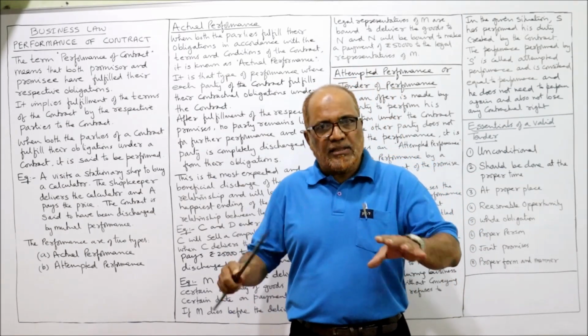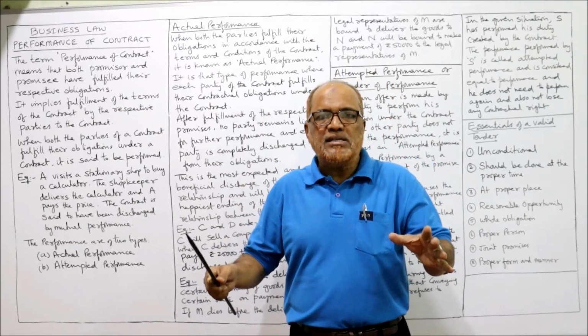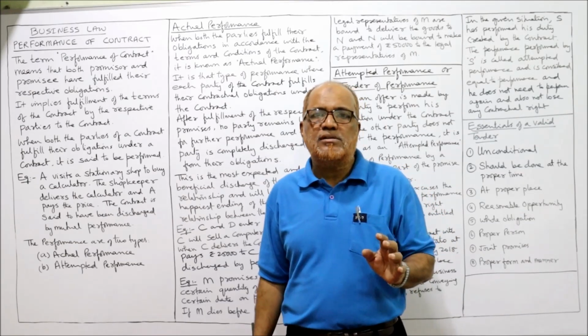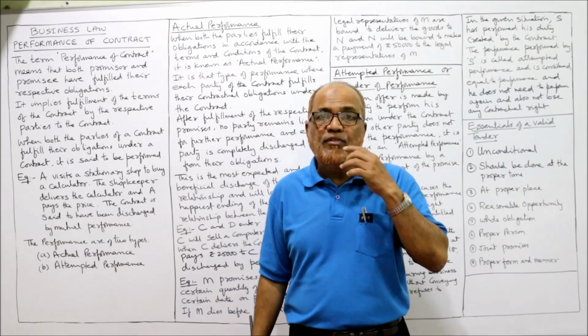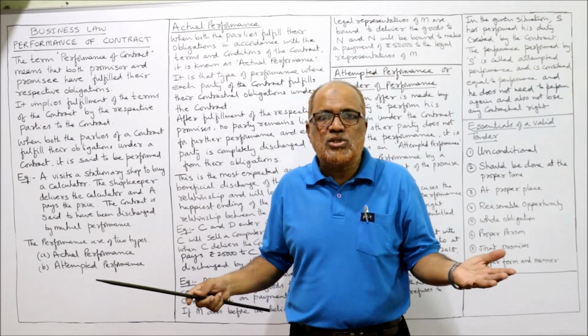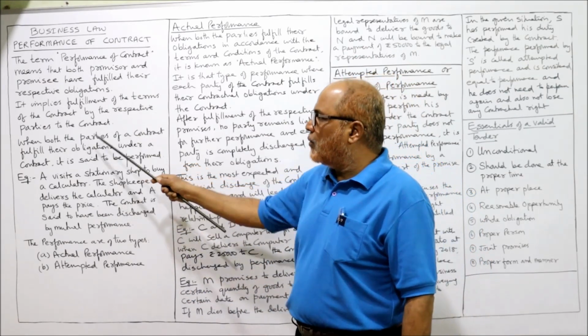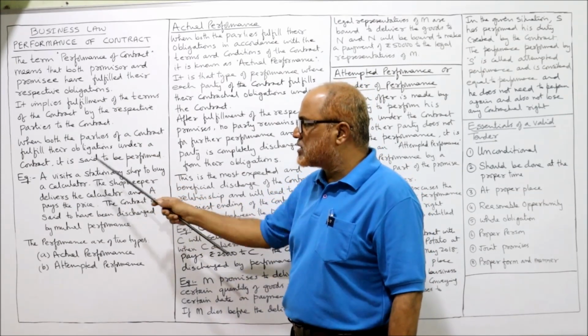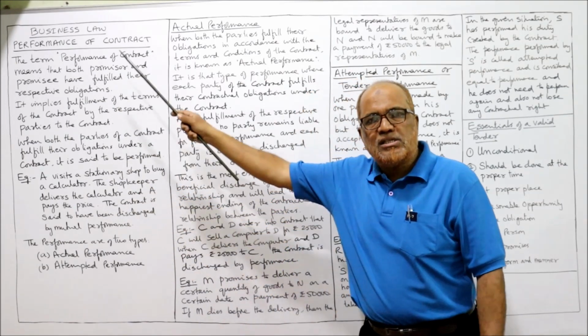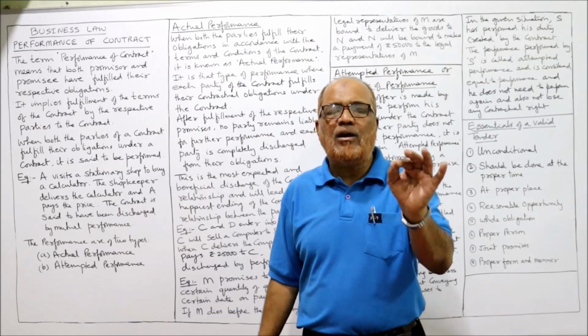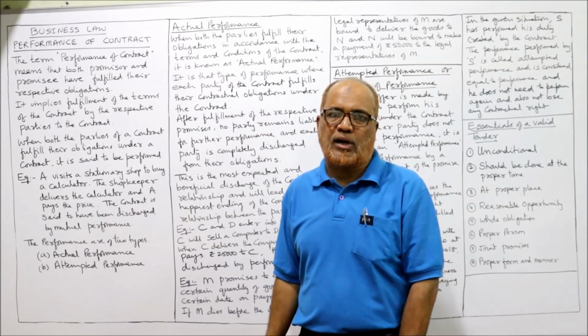In every contract, there are some terms and both the parties have agreed on the terms. When the terms are complied with, fulfilled, then obligations will come to an end. That is called performance of contract. When both the parties of a contract fulfill their obligations under the contract, it is said to be performed. In this paragraph I have explained the meaning of the term performance of contract.